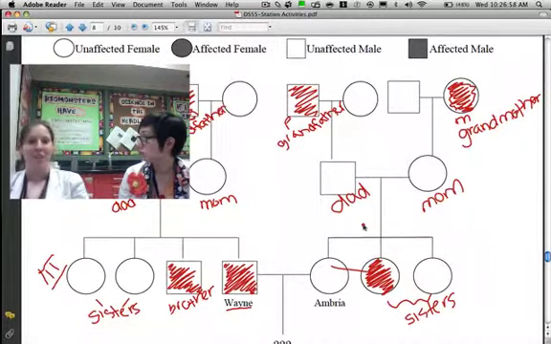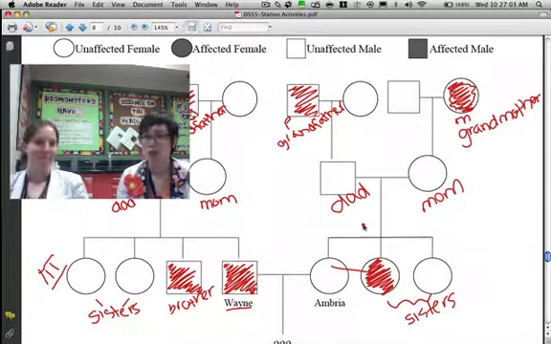Right, so we are finished with the back of our pedigree station problem. Awesome. Thanks, guys.